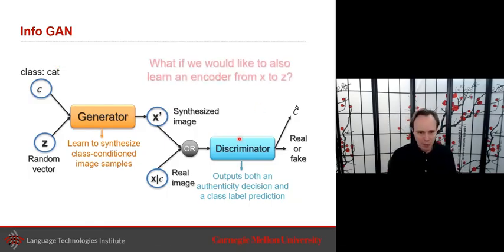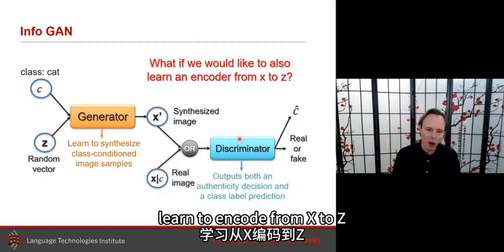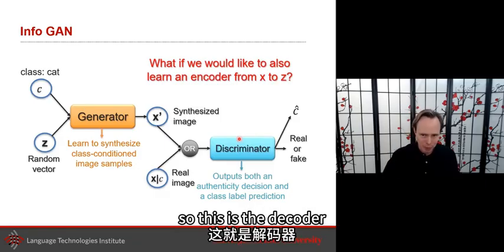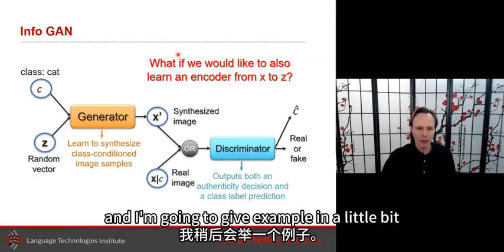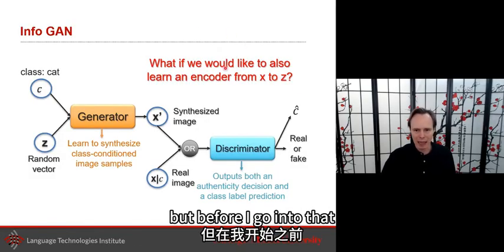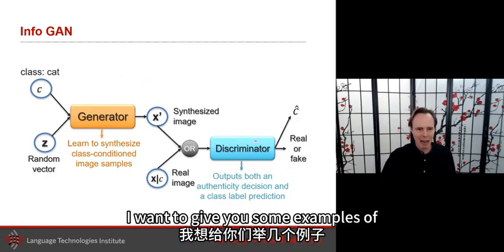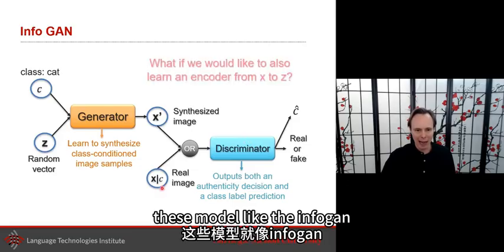But what if we would also like to learn to encode from X to Z? So this is the decoder, but maybe we also want to encode from X to Z. I'm going to give examples in a little bit about this, but before I go into that, I want to give you some examples of these models, like the InfoGAN.